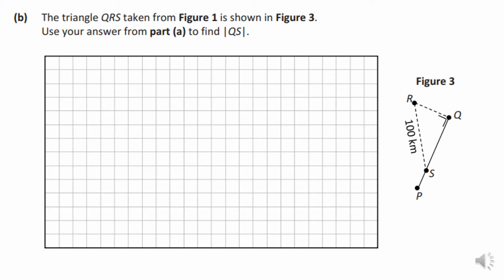Now, part B. The triangle QRS taken from figure 1 is shown in figure 3. Use your answer from part A to find QS. We're told R to S, which was a radius, is 100 kilometers. Using our answer from part A, Q to R was 60 kilometers. Now we have to find the length of QS. Maybe we call that X this time.